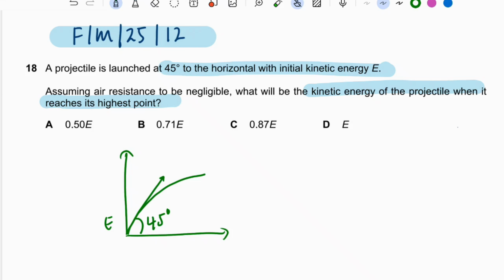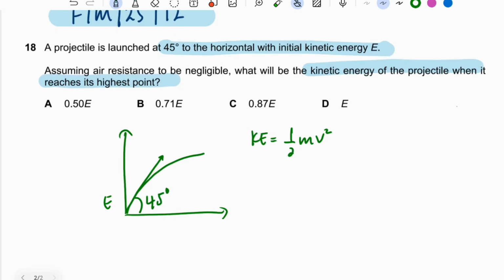Okay, so what we are going to do here is solve it using the ratio method. So we know kinetic energy, KE, is half mv squared. I think this is a very famous formula, right? KE equals half mv squared. So we know that the m is constant. It's the same projectile whether it's initially or at the highest point. The same projectile is being launched, so the mass is constant. The only thing that's going to change throughout the motion is your velocity. So I can safely say that my kinetic energy is directly proportional to my velocity squared.